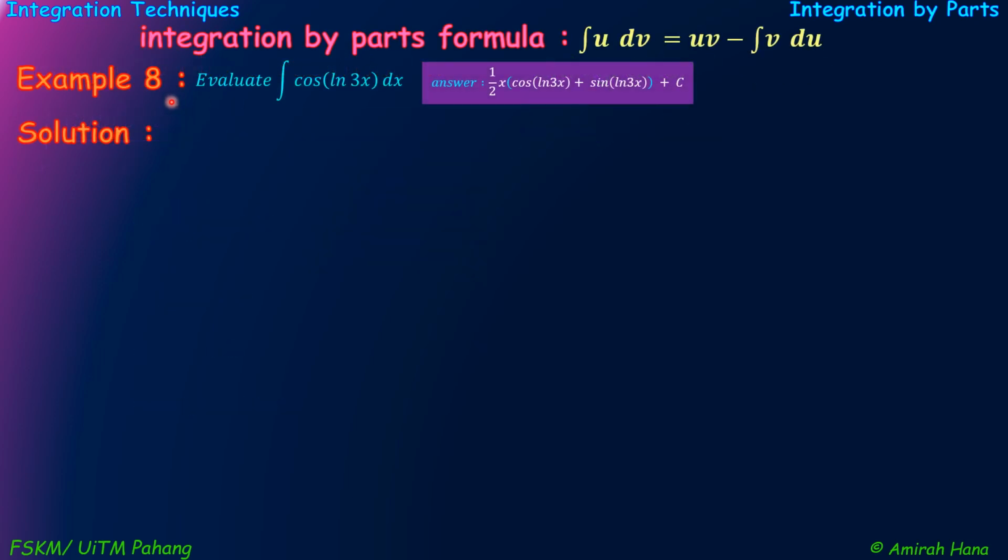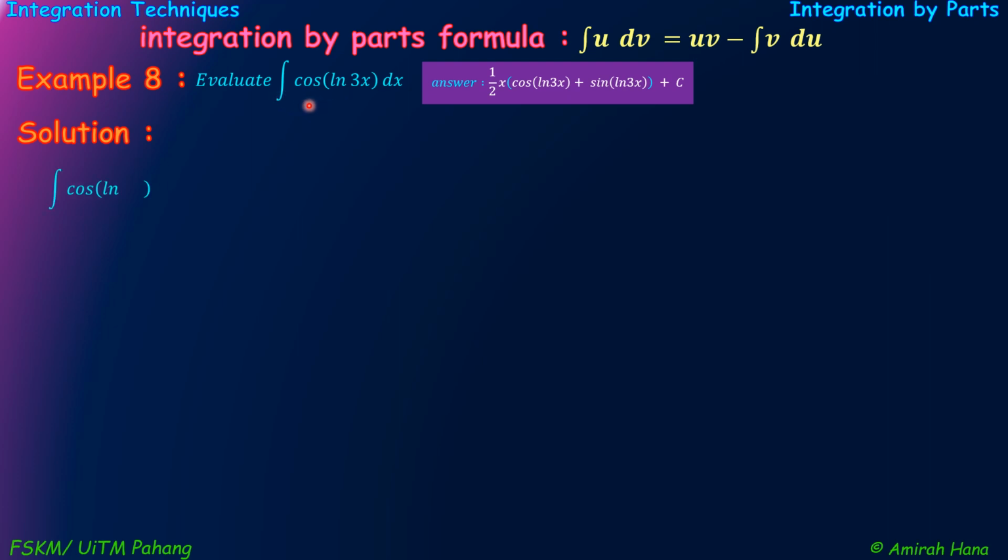Now we look at example 8. Evaluate integration of cos ln 3x dx. In the previous slide, we already discussed we cannot evaluate this question using u substitution. We also cannot evaluate it using trigonometric substitution because there is no radical function containing a squared plus x squared, or a squared minus x squared, or x squared minus a squared. We also cannot integrate using partial fractions because there is no rational function containing polynomial in the numerator and polynomial in the denominator. So the best way is to evaluate this question using integration by parts.